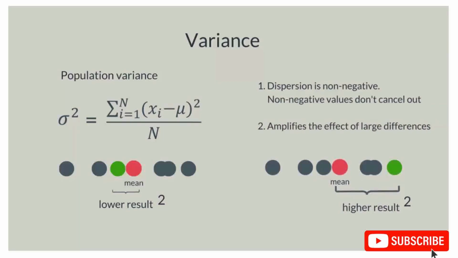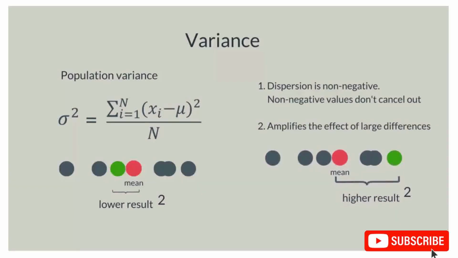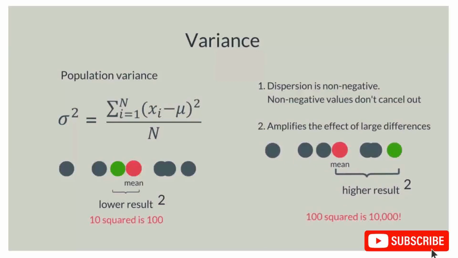Second, squaring amplifies the effect of large differences. For example, if the mean is 0 and you have an observation of 100, the squared spread is 10,000.